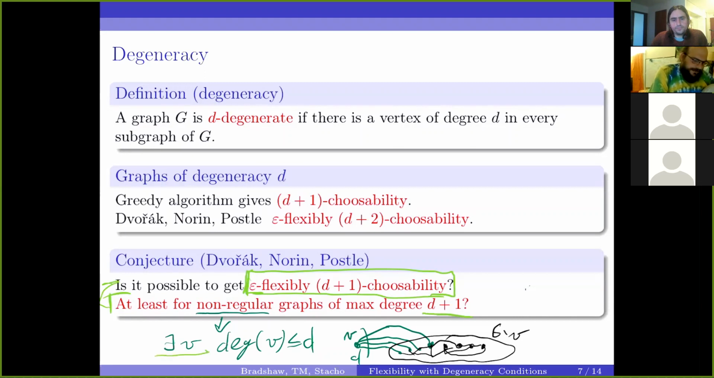Non-regular means that there exists a vertex of degree at most D. So those graphs are degenerate, because we can start by this special vertex V, put it at the beginning of the order, it has degree at most D, and then, if the graph is connected, because we care only about connected graphs, we can take one of its neighbors, and now it also has degree to the rest of the graph at most D, and so on. In this way, we can process the degeneracy order. So those non-regular graphs of maximum degree D+1 are degenerate, but it's a subclass of it.